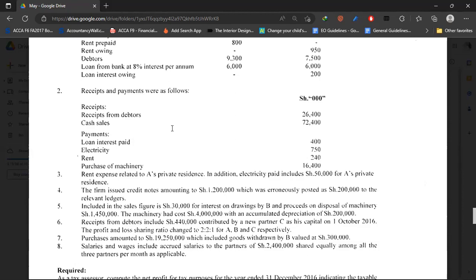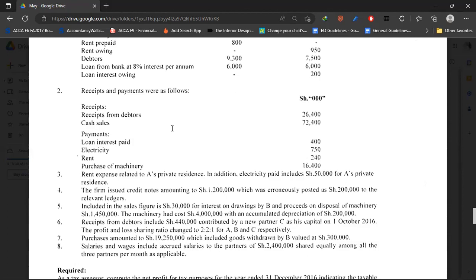6. Receipts from debtors included 440,000 shillings contributed by new partner C as his capital on 1st October 2016. The profit and loss sharing ratio changed to 2:2:1 for A, B, C respectively. Purchases amounted to 19.25 million shillings, which included goods withdrawn by B, valued at 300,000 shillings. 8. Salaries and wages included accrued salaries to the partners at 2.4 million shillings, shared equally among all the 3 partners per month as applicable.